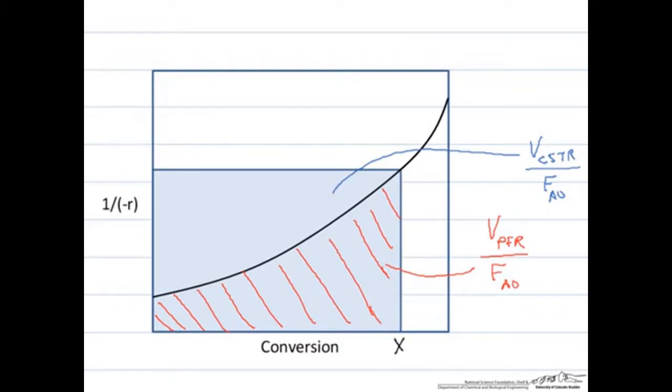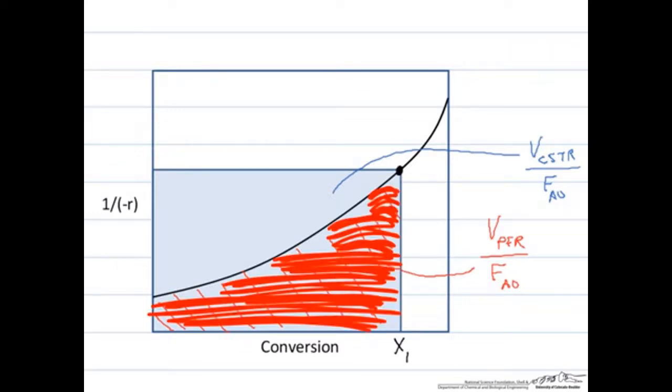Okay, now as we've seen in an earlier screencast, the volume for a CSTR can be determined on a reciprocal rate plot: reciprocal rate versus conversion. If we're going to the same final conversion, the volume of the CSTR is proportional to the area of the rectangle described by the reciprocal rate curve at that given conversion. So it's equal to the conversion times the reciprocal rate, whereas the volume of the PFR required to achieve the same conversion is equal to the area under the curve that is shaded with red lines.